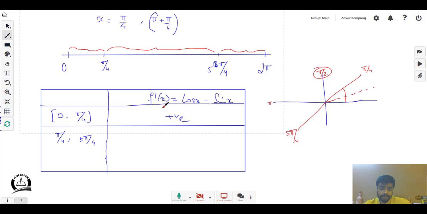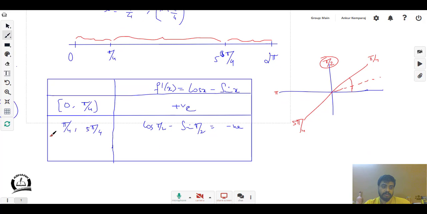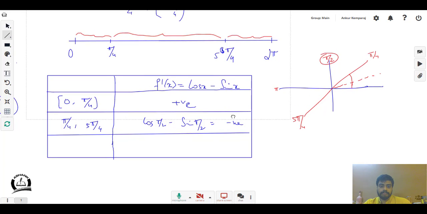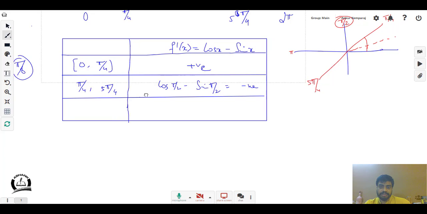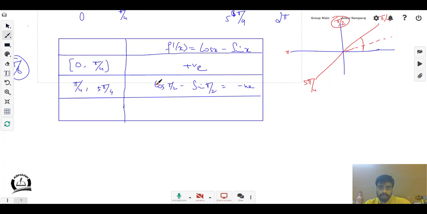If you do take pi by 2, you will observe cos of pi by 2 is 0 minus sin pi by 2 is 1. 0 minus 1 is negative. Therefore, the function is also negative. That means it's a decreasing function here. Okay, this is the conclusion.